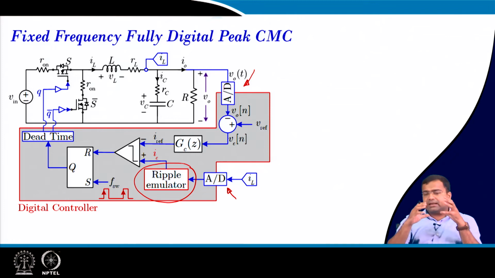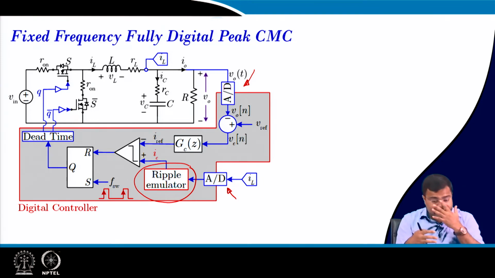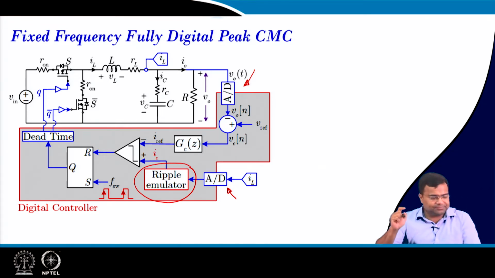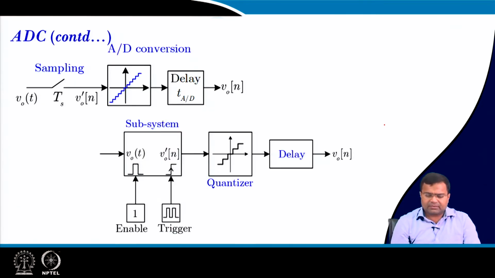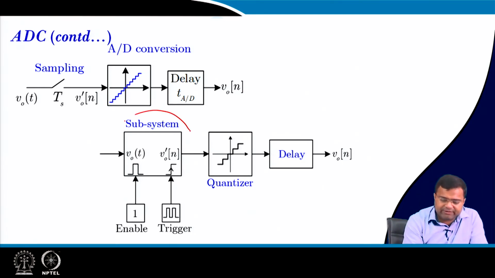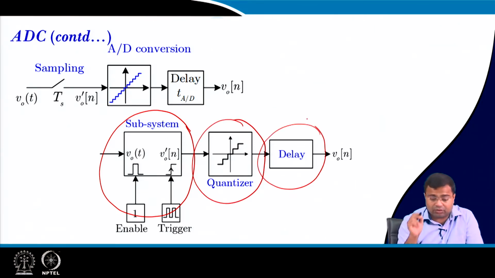It is not necessary that we generate the same rising slope of the inductor current. It may be different, but we are trying to emulate this current ripple inside the digital platform, and we are taking a sample of the inductor current once per switching cycle. So, how do we start? We want to repeat the same process as the A to D converter that we discussed for the voltage loop. It has a sampler, quantization and delay, and we have discussed that the whole A to D process can be divided into event triggered sampling followed by quantization, and you can add one additional delay also.